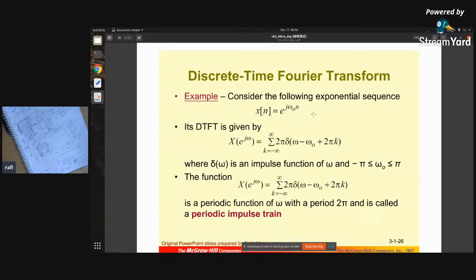So x of omega is equal to summation n is equal to minus infinity to infinity x of n e power minus j omega n. So this is the DTFT equation. In the place of x of n, what do we need to put? We need to put e power j omega naught n. So when you substitute that, what happens?